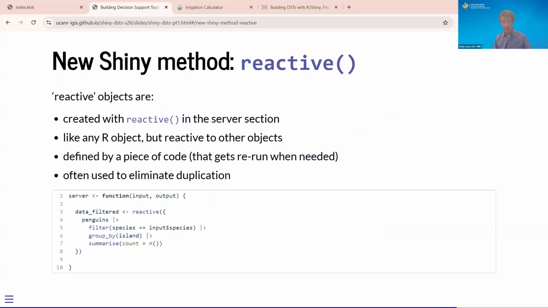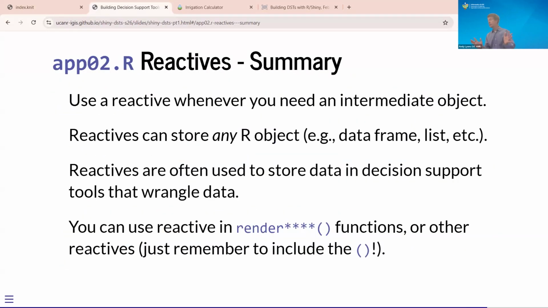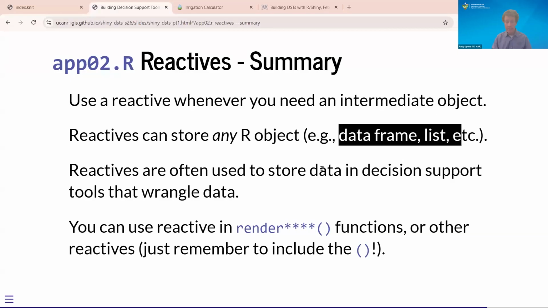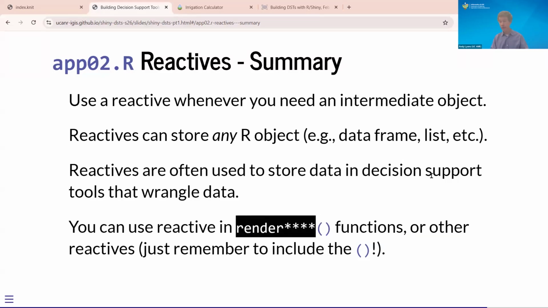This is really useful and pretty common. You can use one of these reactive objects, and again, think of it as a live dynamic object. Very common, this would be a data frame that you're using, but it could be anything. It could be a list, it could be a spatial object. Whenever you need an intermediate object in the logic of your decision model or your application, this is a good choice. They can literally just store anything. And once you create them, you can use them anywhere. You can create chains of reactives, and so forth.